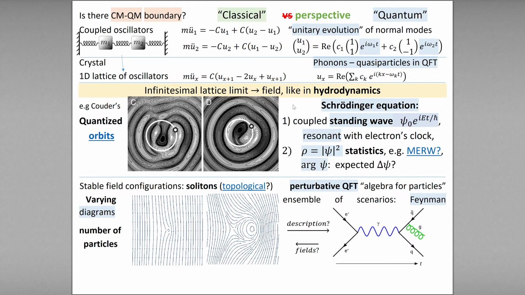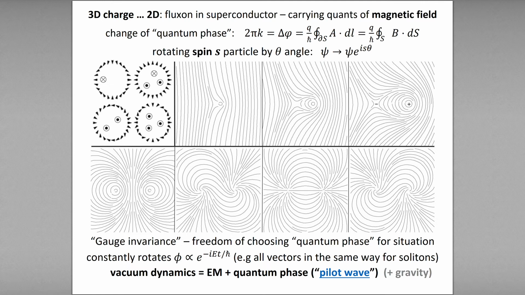Also, solitons are very promising in this direction. Okay, so in three dimensions we get these discharges. In two dimensions we have the fluxon in superconductors. So we have this magnetic field, from integrals getting the charge, then the quantization of magnetic flux. This suggests that maybe the two-dimensional solitons correspond to spin, and the three-dimensional to charges.